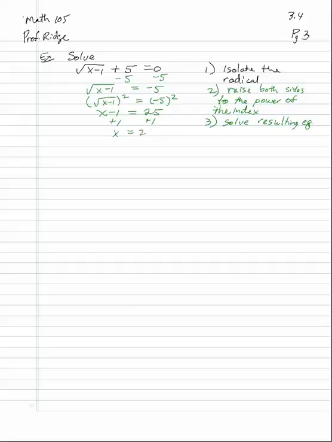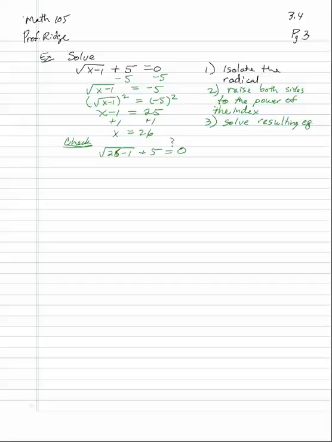So x is 26. Now we're going to check. Again, we're not checking just to make sure we did it right. We're checking because we could have done everything right and we get this extraneous solution that's not a solution to the original problem. So we're going to check this.